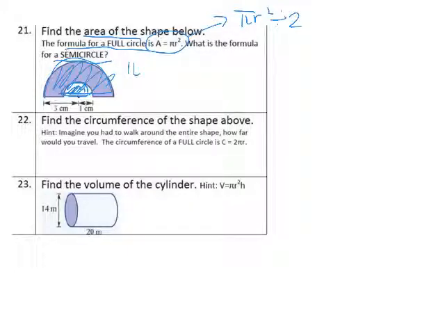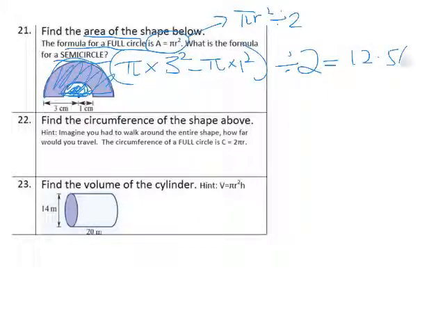So we're going to have pi times the big radius squared is 3, so pi times 3 squared, minus pi times the smaller semicircle radius, which is 1, so pi r squared, and all that, because it's half of a circle, a semicircle is going to be divided by 2. So just pause and figure that one out now. Okay, you should have got 12.566 and a number of decimal places. Let's round it off to 12.6 centimeters squared for that one.